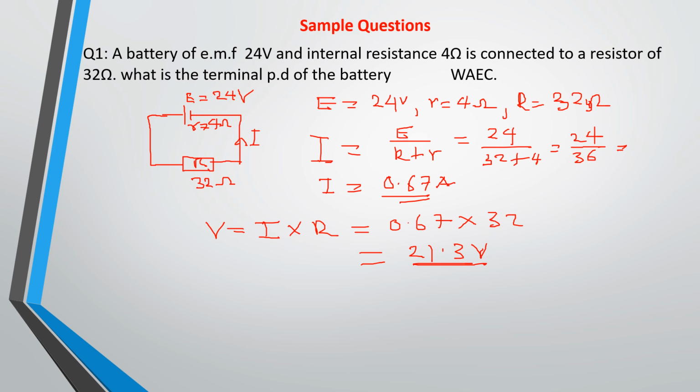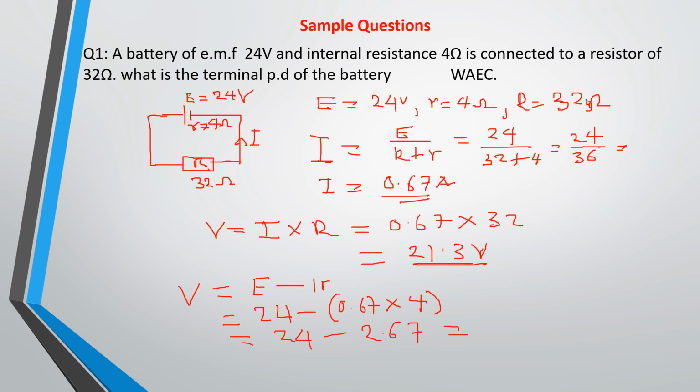Or you can also use the other formula we got. We said that V is equals to E minus lost volts. Okay, so E in this particular equation is your 24 minus your lost volts. Your lost volt is current times internal resistance, which is 4. Okay, so if you work this out, you are going to have 24 minus 2.67. So when you do this subtraction, you have 21.3 volts.